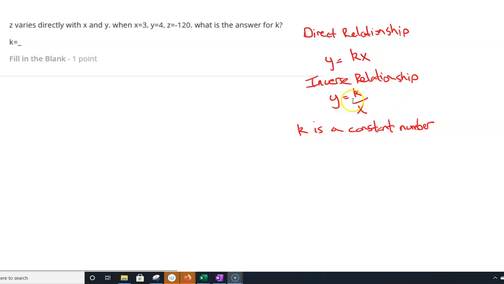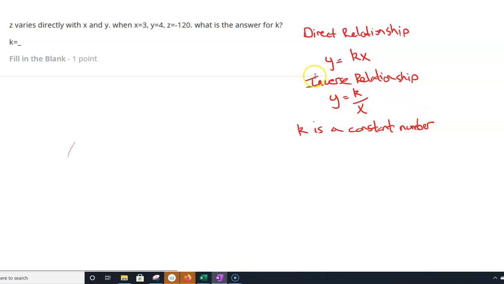Now if they say one of them varies inversely, that means that letter goes in the denominator. Like here, this is an inverse relationship: y varies inversely with x. So it would be y equals k over x.